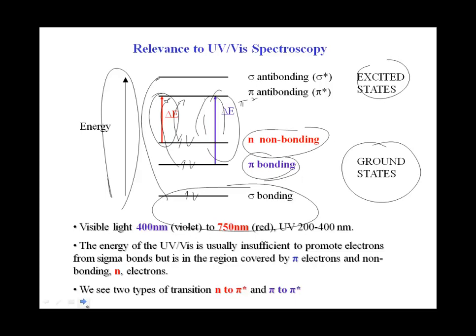Right, so this here we just said, visible light is 400 to 750, and as we said there, UV is considered about 200 to 400. So the energy of the UV visible region, as I said, is insufficient to promote electrons from sigma. So that gap is too big. But it is in the region covered by the pi electrons and the non-bonding electrons. And we see therefore two types of transitions. You see n to pi star, which is this one here, and you see pi to pi star. Okay.